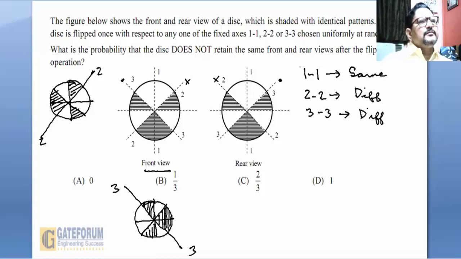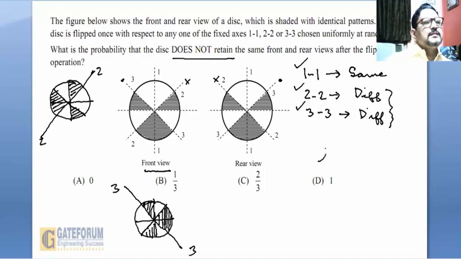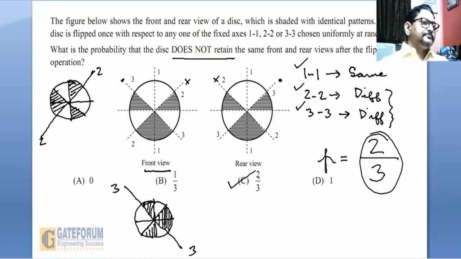Now there are 3 possible cases, out of which 2 cases are favorable for us. That is, it does not retain the same front and rear views. So we will say that the probability would be 2 out of 3. So this is our answer, 2 by 3. So probability expressed via a logical reasoning problem. Let's go on to the next one.